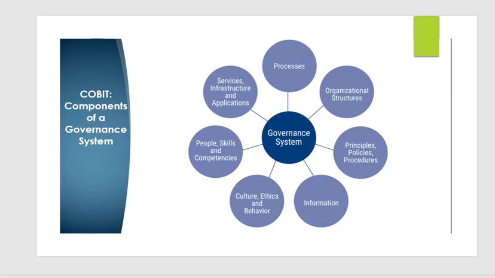You have people skills and competencies that are required for good decision-making, execution of corrective action, and successful completion of all activities. And then you have services, infrastructure, and applications, which include the infrastructure, technology, and applications that provide the enterprise with the governance system for information technology processing. So as you're developing your policies, process, and procedures, these are all items that should be factored in.